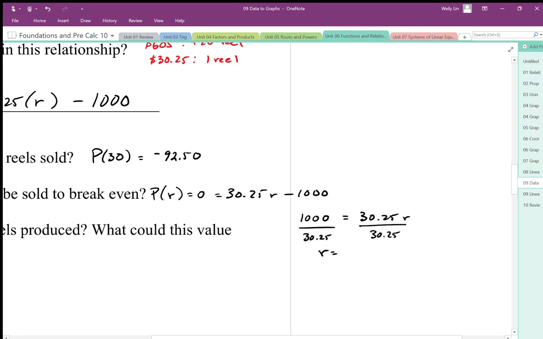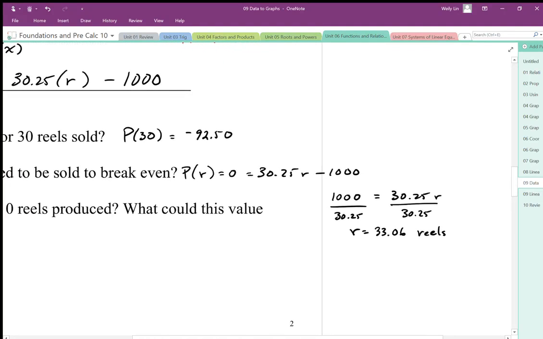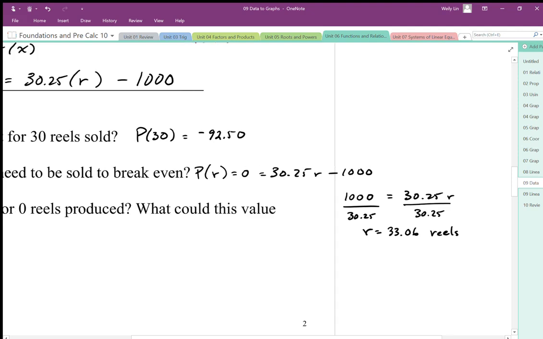So the number of reals is equal to, and I don't think this is a whole number, about 33 reals. So about 33 reals will break even. If I want to make a profit, I need to sell 34 reals. If I want to just about break even, I'm selling 33 reals. The way I figured that out is I set my profit to 0 and then undid, or solved, that equation.